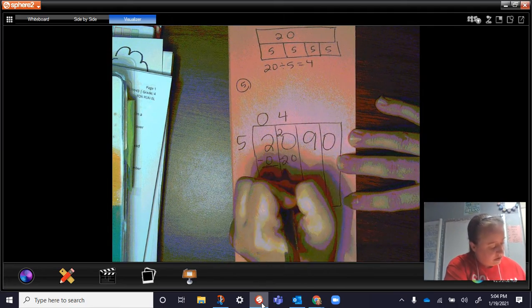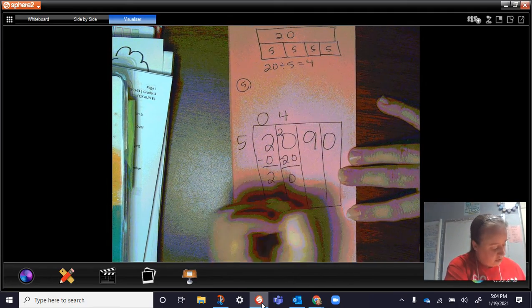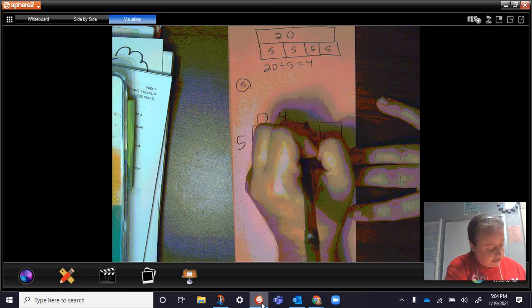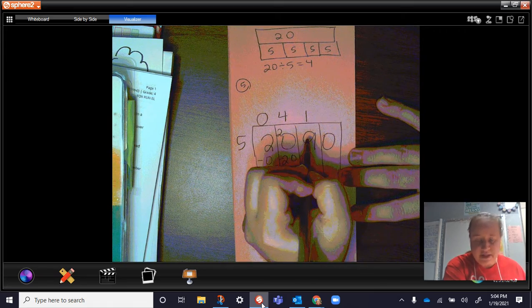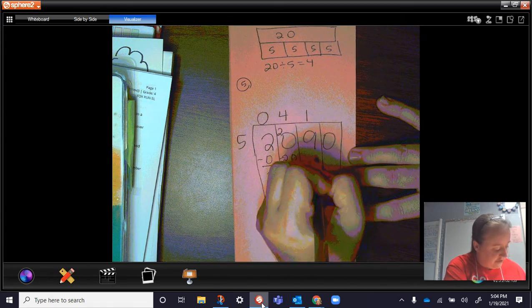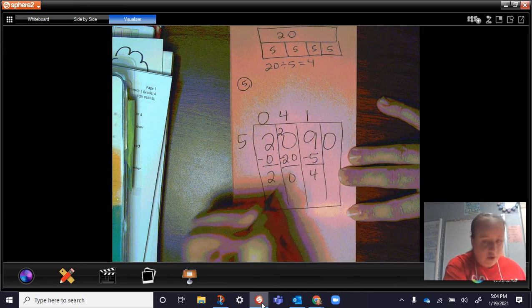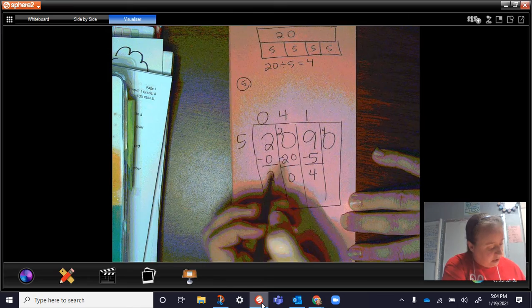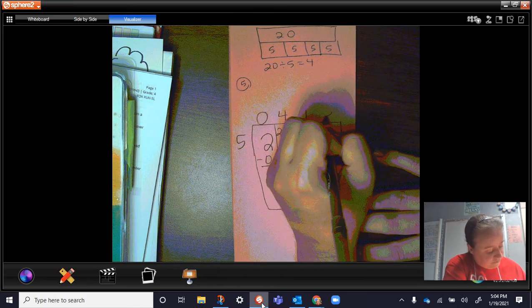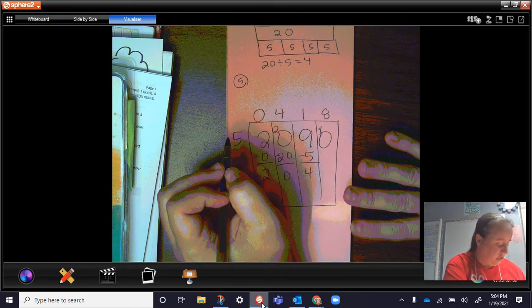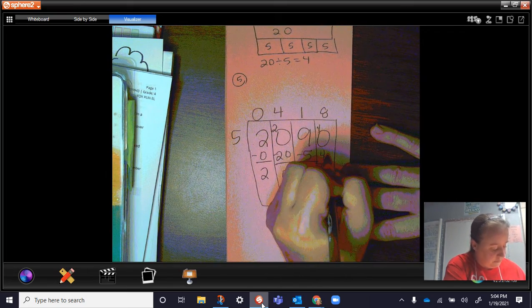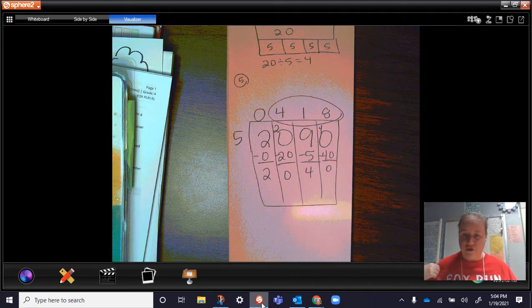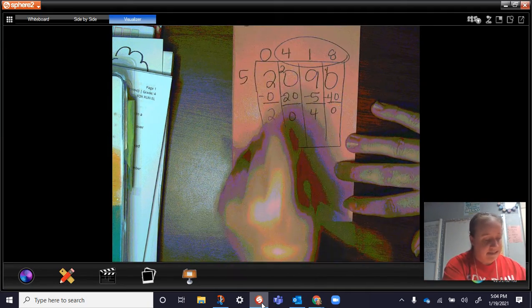Multiply that. Get 20. 20 minus 20 is 0. If I have nothing, there's nothing to pull up. One group of 5 can go into 9 because 2 would be 10. That'd be too many. 1 times 5 is 5. Subtract, I get 4. And then I'm going to bring that 4 up and make this a 40. 5 times 8, 5, 10, 15, 20, 25, 30, 35, 40 goes perfectly. And so my answer is 418. So each of those llamas weighed 418 pounds.